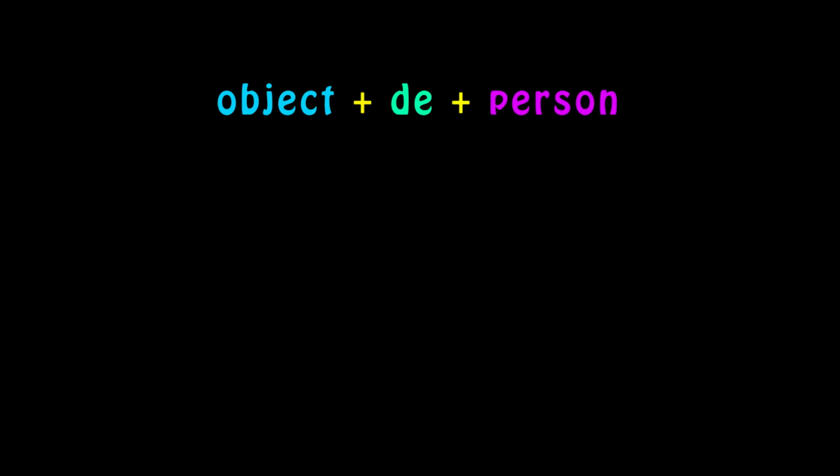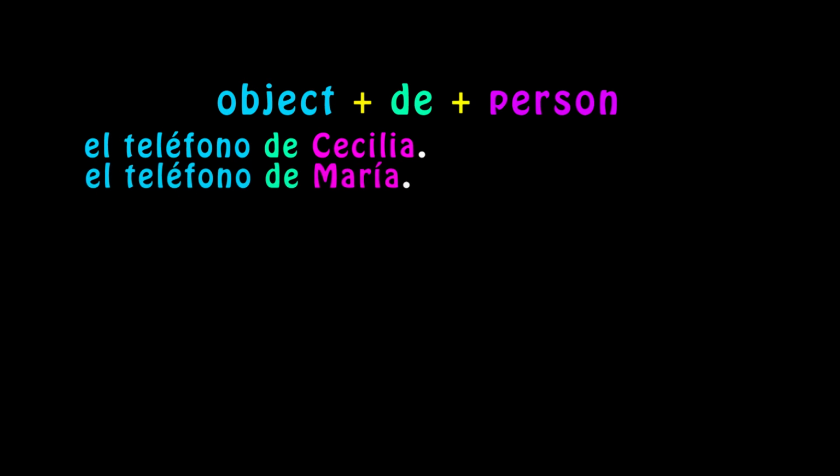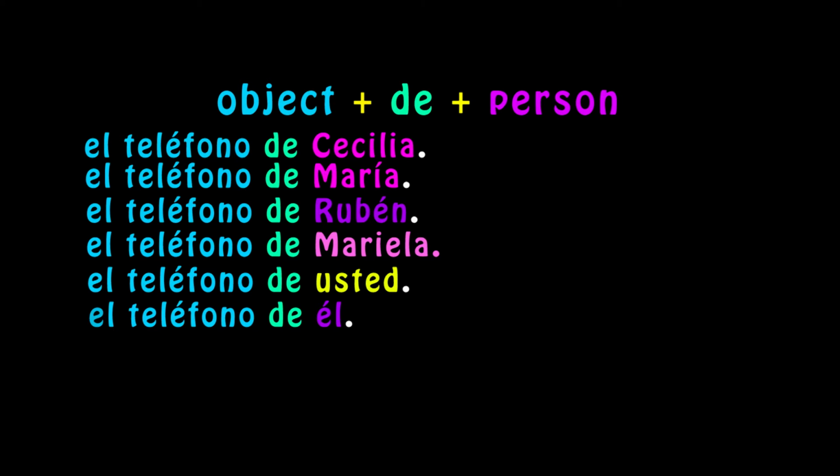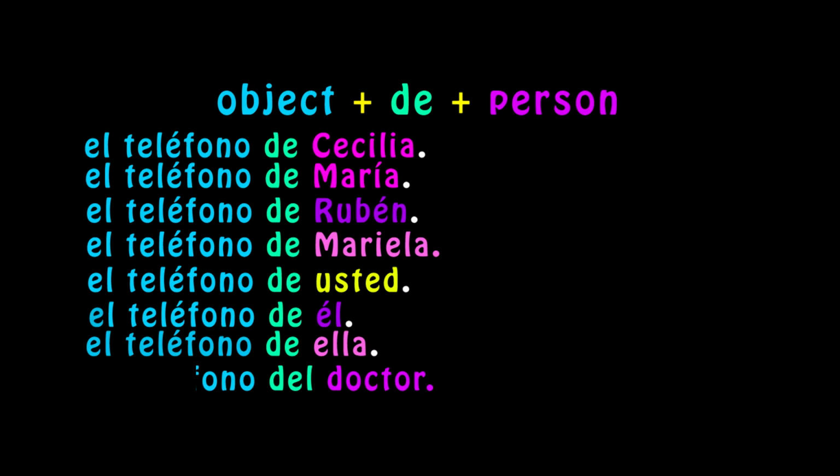For example, you have an object plus de plus a person's name. Some examples include el teléfono de Cecilia, el teléfono de María, el teléfono de Rubén, el teléfono de Mariela, el teléfono de usted, el teléfono de él, el teléfono de ella, el teléfono del doctor.